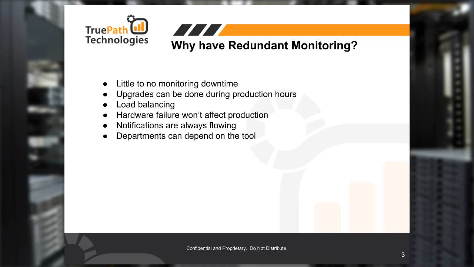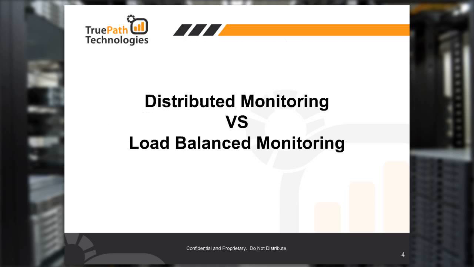Redundant monitoring means that you're going to have notifications constantly flowing. You're not going to lose alerts and notifications because of a single point of failure. And more departments can depend on the tool. Again, monitoring is starting to rise up into the stack as far as what people really rely on. So when you have that, you need redundant monitoring so things don't go down. So let's talk a little bit about the difference between distributed monitoring and load balanced monitoring.